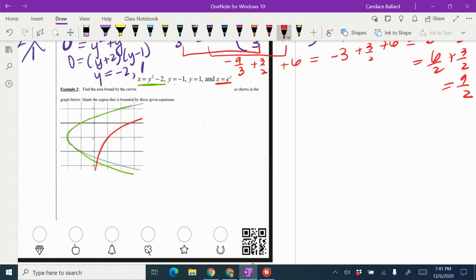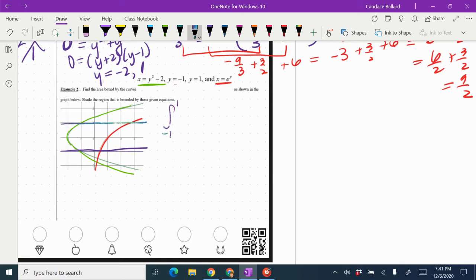Then we're also bounded. They were kind of nice, actually. They told us that we had the bounds y equals -1 and y equals 1. So the nice part about that is that we didn't have to calculate any points of intersection. We can just go straight to integrating. So I am going to integrate from -1 to 1.